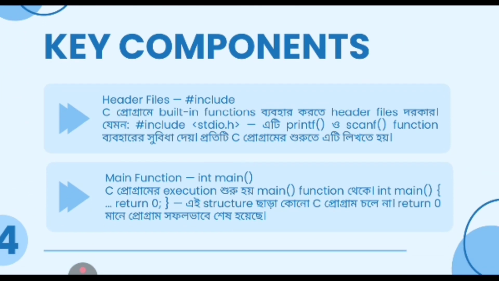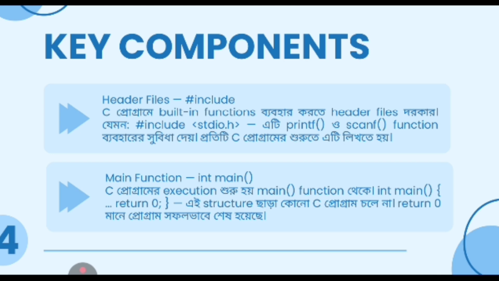So, key components. Let's break down the two key components we saw in the last slide. First, header files, written as #include in C. We need header files to use built-in functions. For example, #include <stdio.h> gives us access to printf and scanf for input and output. You will write this at the start of almost every C program.